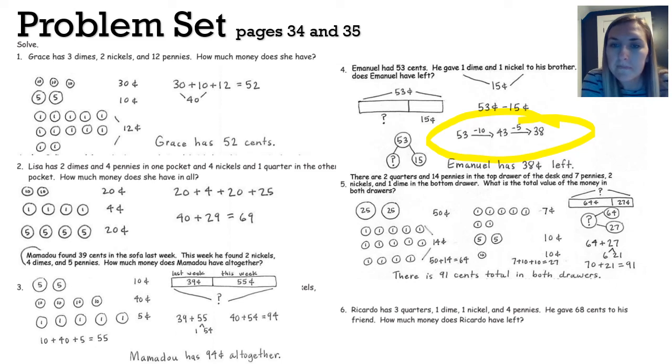picture. What is the total value of the money in both drawers? So we have a lot of coins here to add. 64 plus 27 equals 91. There are 91 cents total in both drawers. And our last problem, I'm going to flip to the next slide.